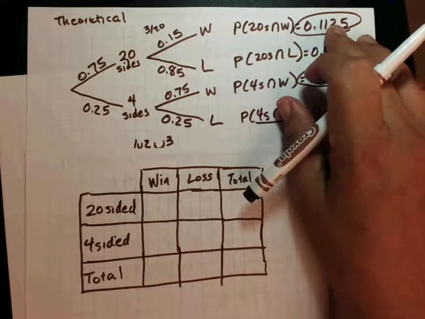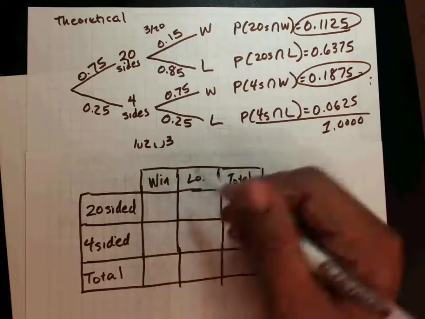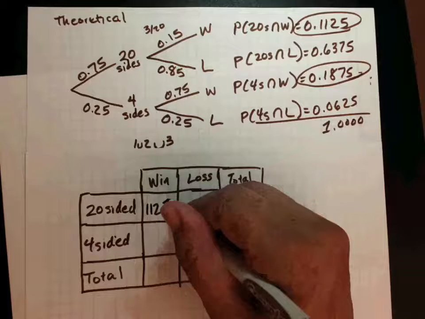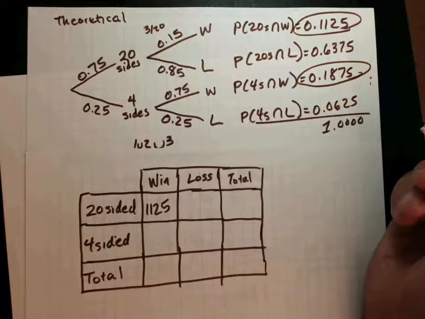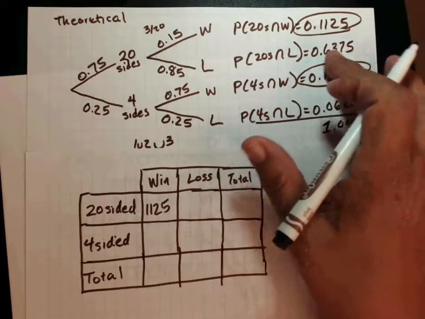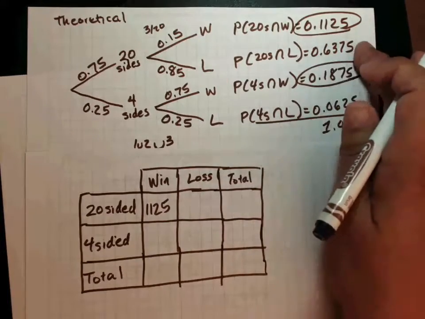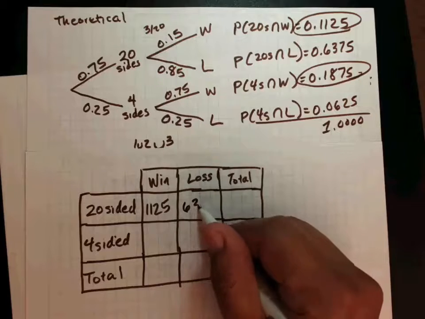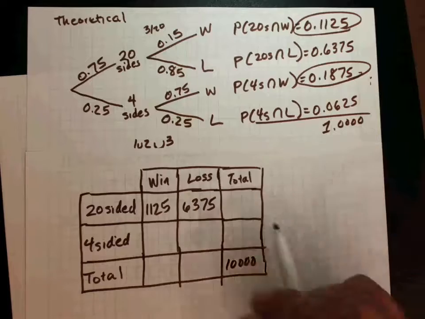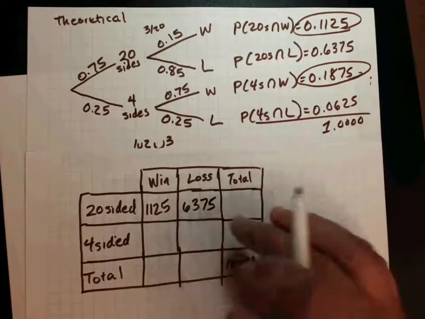Well, I can just take this 0.1225 and multiply it by 10,000, and I'll get basically this. That's why I chose 10,000. The probability of being 20-sided and losing, this fraction, I'd multiply that by 10,000, and I get this number. By the way, since I know it's 10,000, I know this is my total right here. And if I add these two up, I should get 7,500.